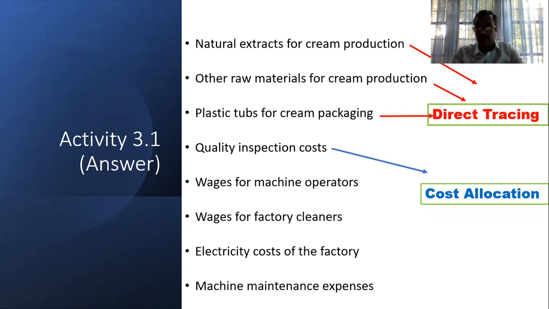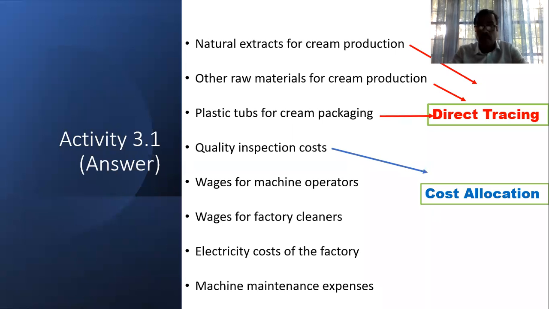Quality inspection. If you want to inspect quality, sometimes all the containers or all the tubs may not be tested. There is a particular department, maybe one person, a quality manager, who randomly takes 1 or 2, or as he or she has been advised, a quality inspector may take a random sample and check. How do we allocate? Therefore, it is not directly traceable.